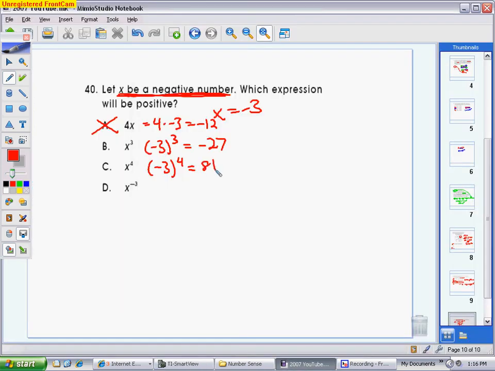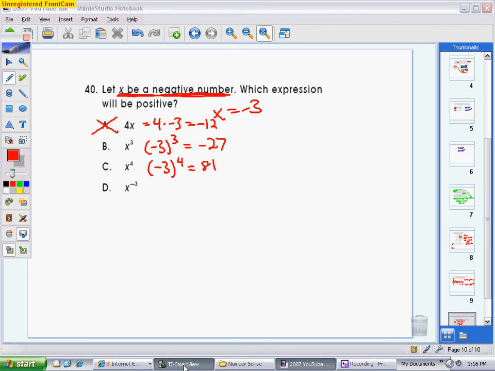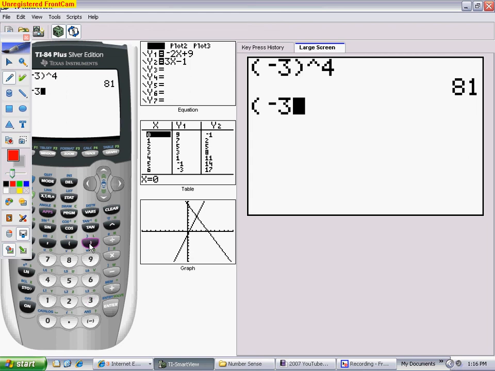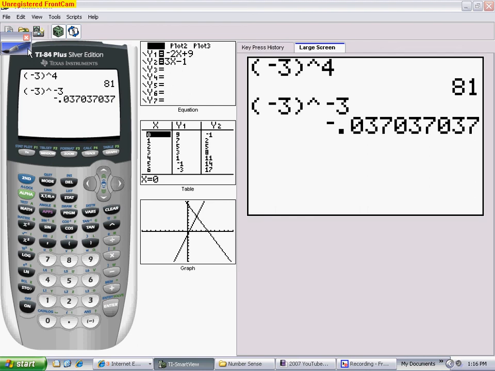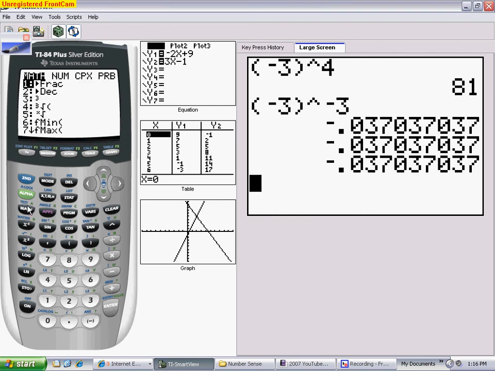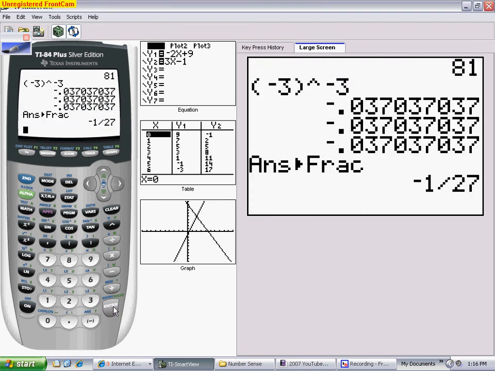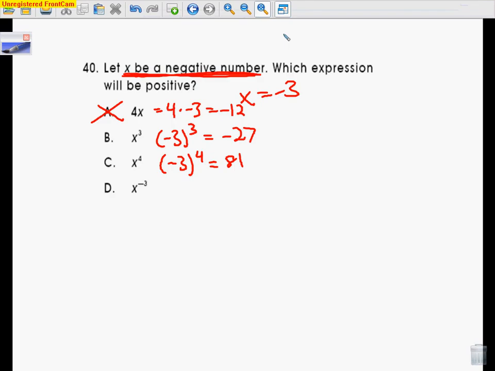And then the last one, we have negative 3 to the negative third. Let's see here. So that comes out as a decimal. And you can change that to a fraction, negative 1/27. So negative 3 to the negative third is negative 1/27. So which expression will be positive? Well, not B, not D. C is the only one that came out to be positive.